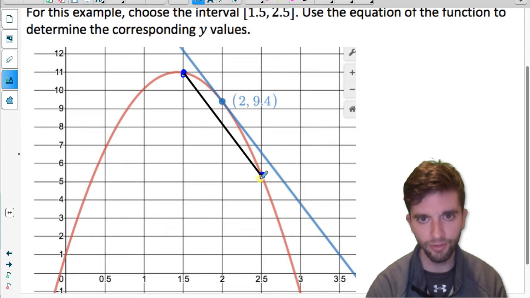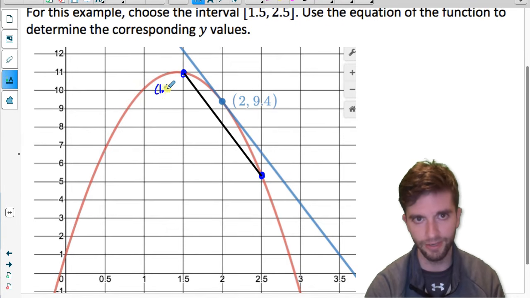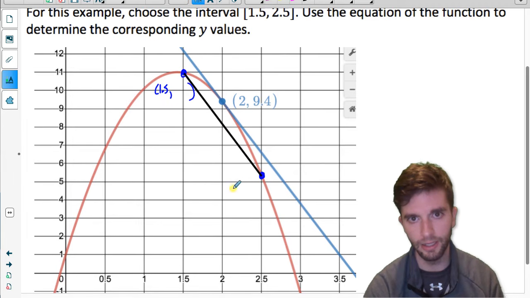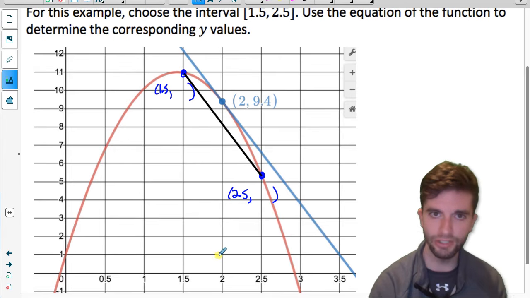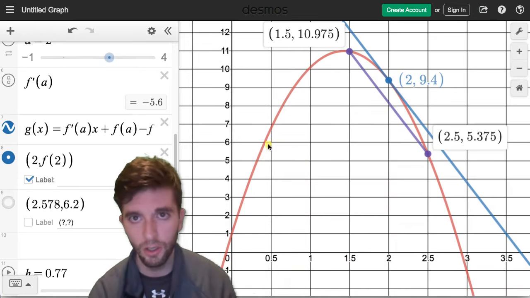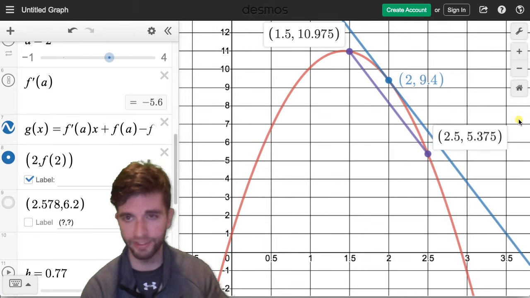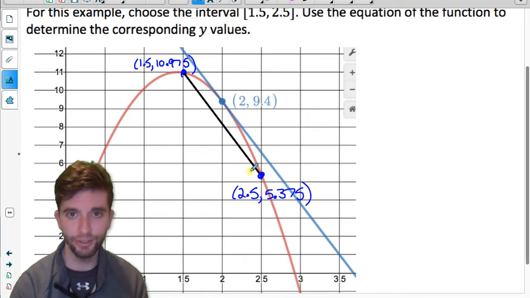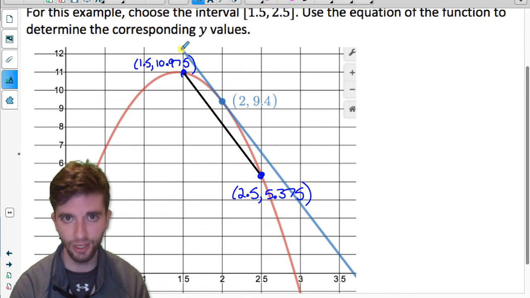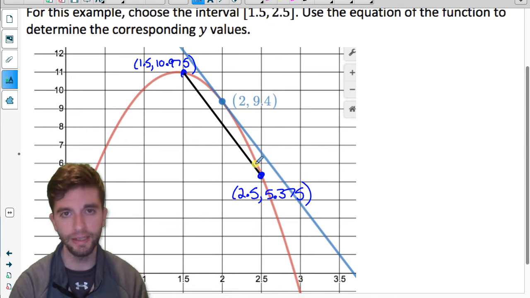And we can get the coordinates of these 2 points just by plugging the x values of 1.5 and 2.5 into our equation, and we can get the y values that go with those 2 x values. Okay, getting Desmos to calculate those y values for us, I got 10.975 and 5.375. So I can get a good estimation for the slope of that tangent line, so the instantaneous rate of change when time is 2, by calculating the slope of that secant line.